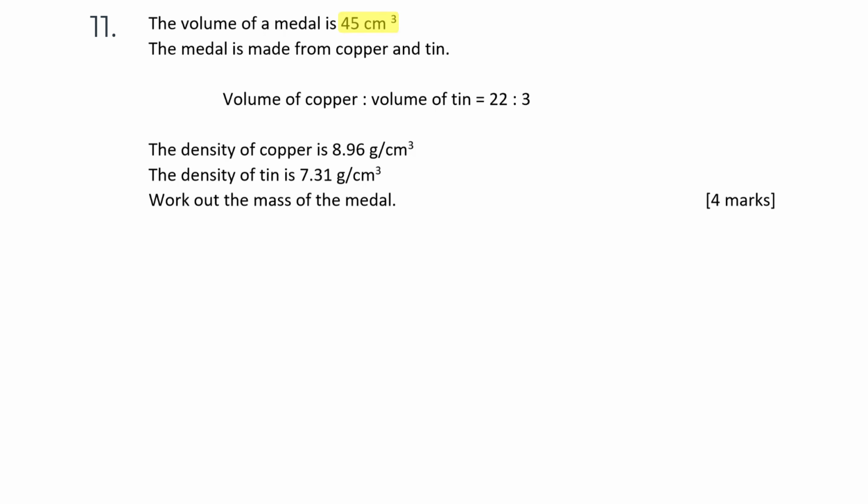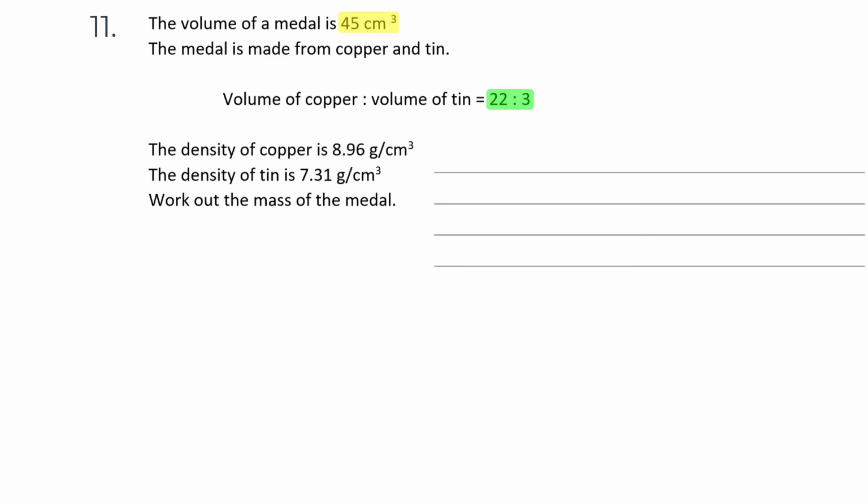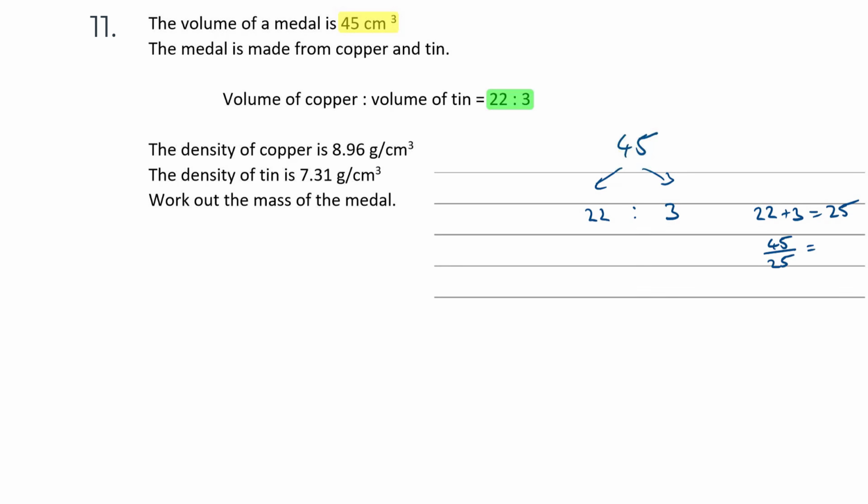We've been given the volume of the medal. It's 45, and we know it's divided up in the ratio of 22 to 3. So let's divide up that volume into the two ratios then. So my 45, I'm going to split into a ratio of 22 to 3. So basically I'm dividing a number by a ratio, aren't I? So taking my 22 parts and my 3 parts and adding it together, I'm going to get 25 parts. Dividing my 25 parts into my total volume, that is going to be 45 over 25. What's that then? 45 divided by 25 is 9/5 or 1.8.